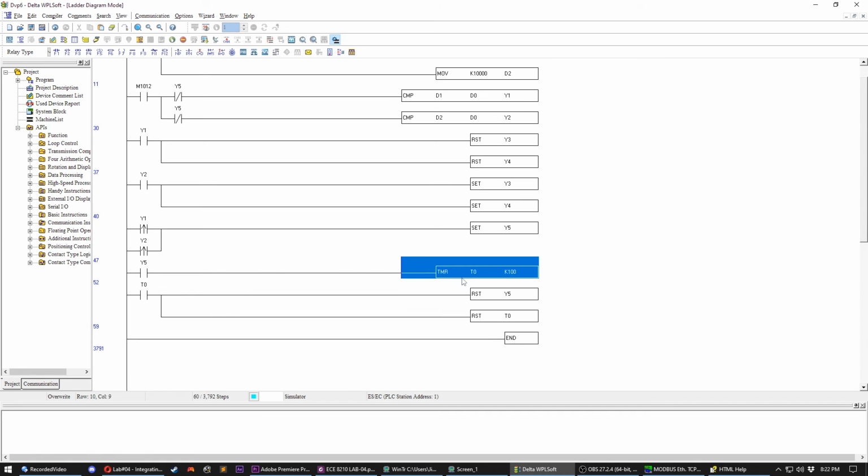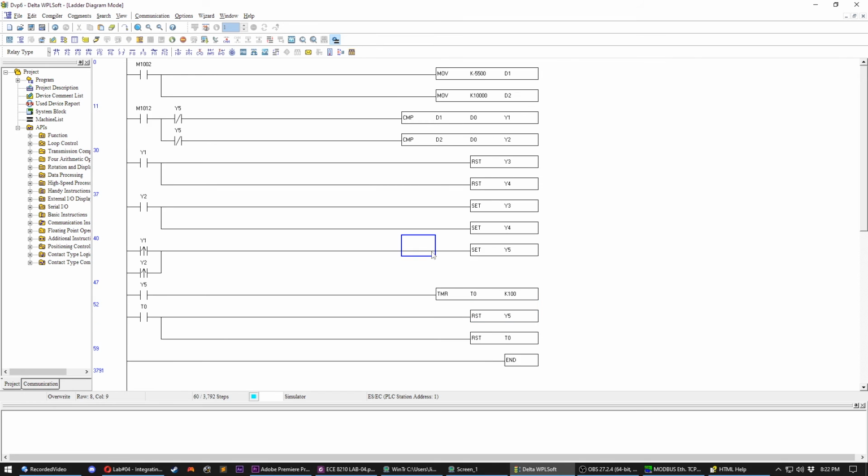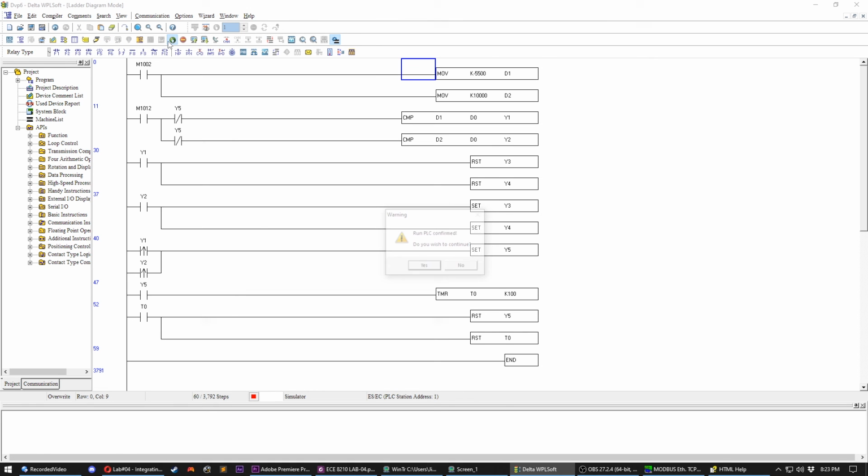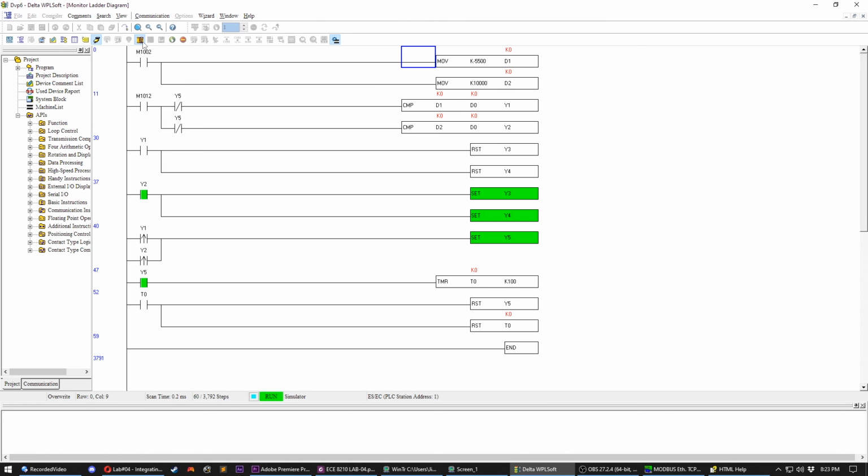But anyway, once that timer is elapsed, it resets Y5 so the system can make changes again, and it resets itself to prepare for the next cycle. So it's a fairly simple program, but effective, I think. And let's just upload it and run it and take a look. There we go. You can see since the initial water level is 0, these are set because it's less than the minimum. I was not fast enough to catch that timer to talk about it.